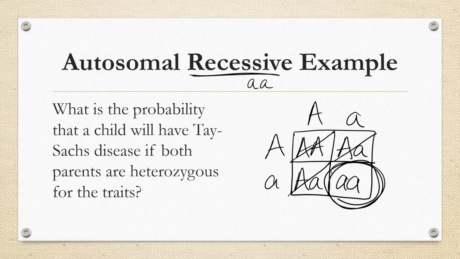So only one of their possible offspring, these are all possibilities every time they have a child, is going to have the possibility of having Tay-Sachs. So it's a 1 out of 4 probability for the ratio, or we can say a 25% probability. So the probability that the child will have it is 25%.